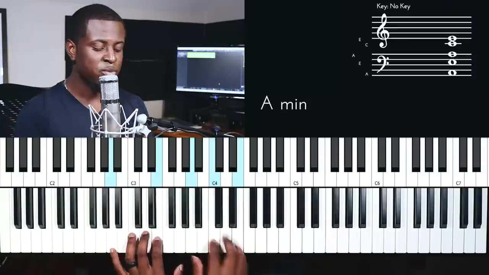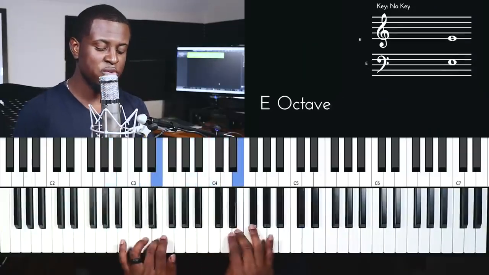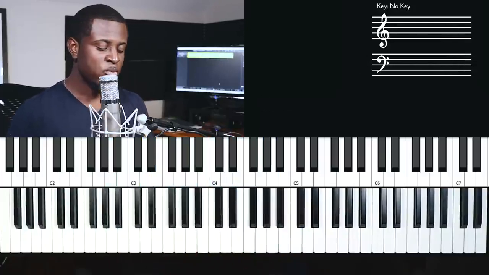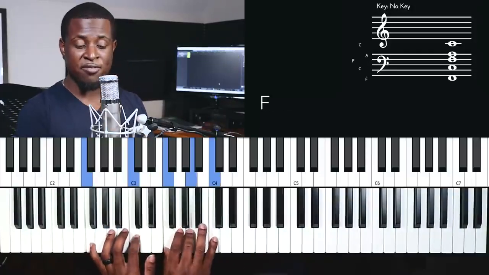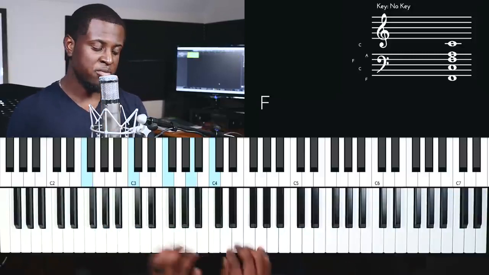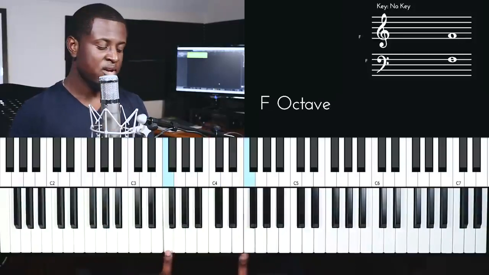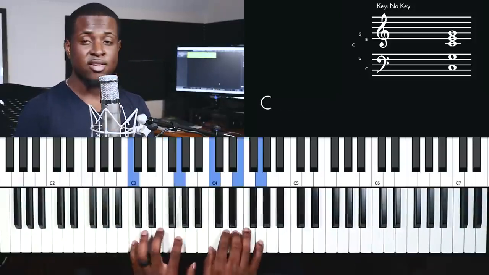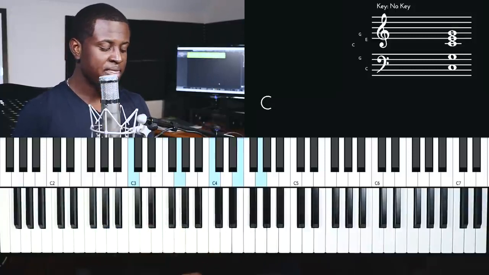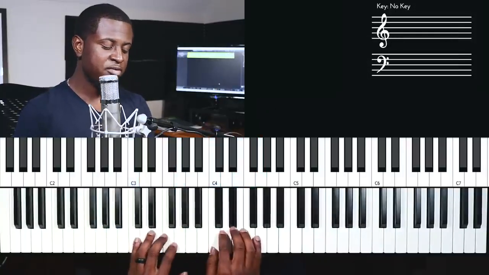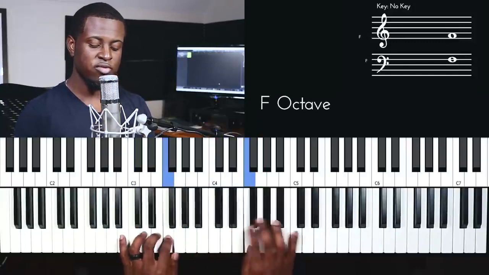Now, when I say 6-4-1-5, I'm referring to the different degrees of the scale. A minor being the 6th degree, which is 6 notes away from C. 1, 2, 3, 4, 5, 6. I'm referring to 4, which is F, which would be 4 notes away from C. 1, 2, 3, 4. I'm referring to C, which is 1. And then G, which is 5 notes away from C. 1, 2, 3, 4, 5.